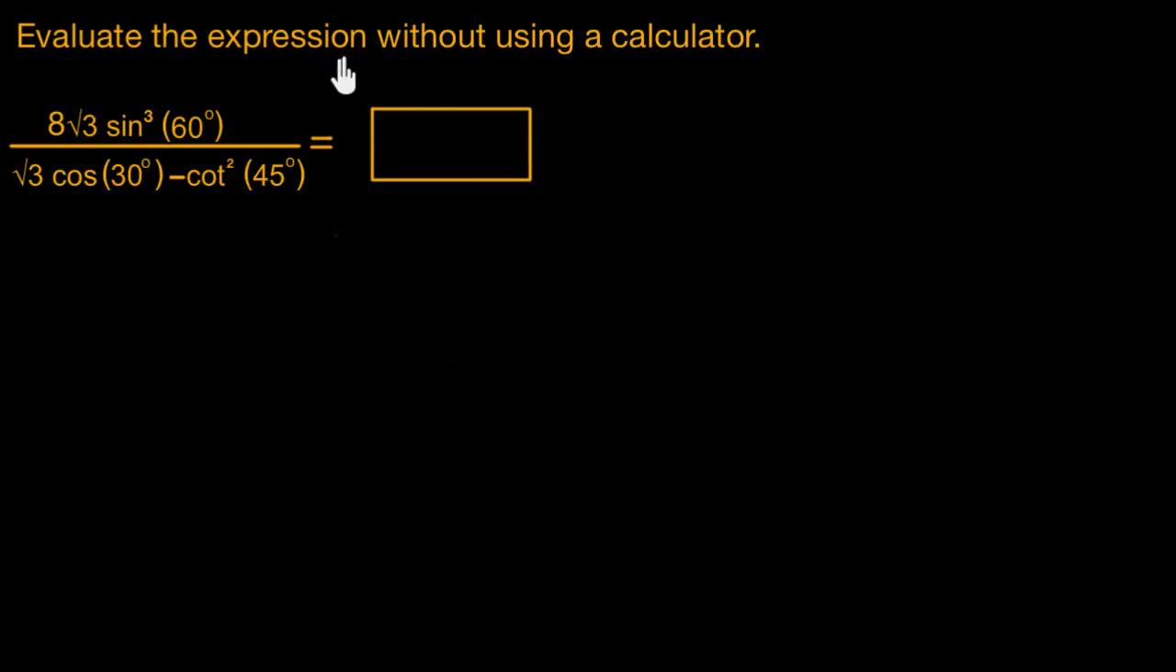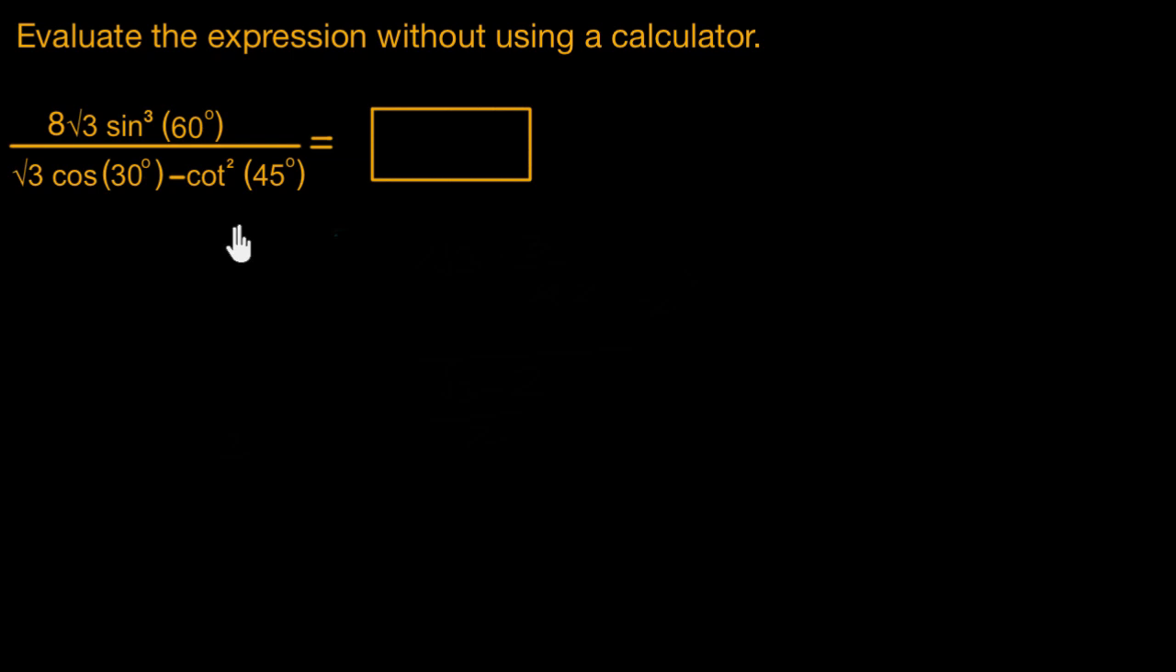Evaluate the expression without using a calculator. So our expression is 8 root 3 times sine cube of 60 degrees divided by root 3 times cos of 30 degrees minus cot square of 45 degrees. So how do we do this without a calculator?